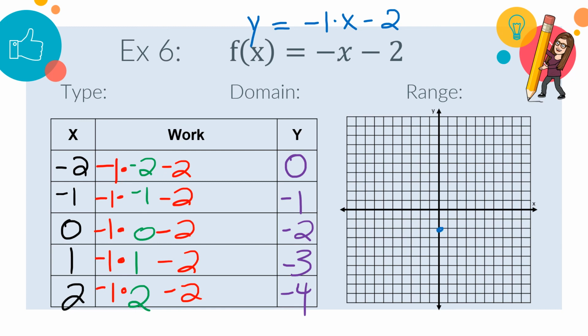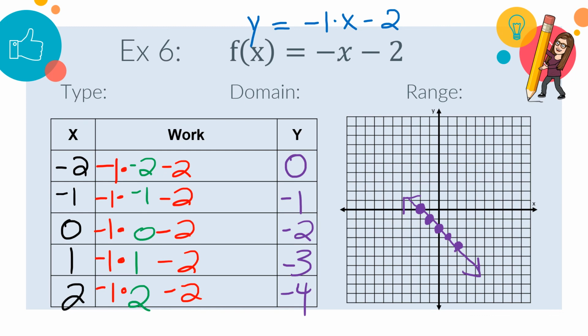Negative 2, 0 on my graph. Negative 1 on my graph. 0. Oh, what am I doing? Oh my goodness. Let's try that again. I did it wrong, didn't I? Negative 2, 0. Left, then not up or down. Negative 1, 0, negative 2. 1, negative 3, 2, negative 4. So I knew that I was wrong because it wasn't working out to be a line. If it doesn't work out to be a line, stop, restart. What happened? We need to fix that.